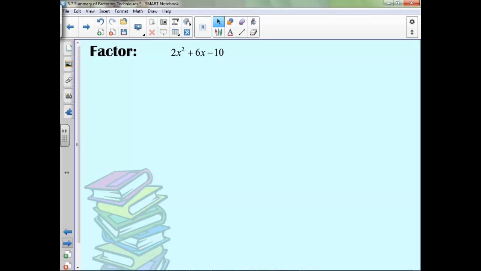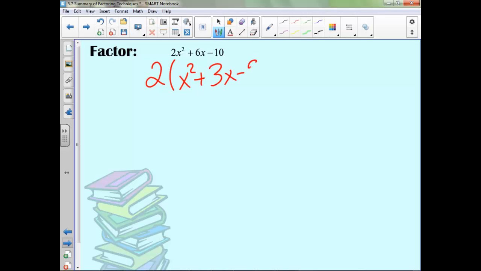So for this first one, notice we have a GCF of 2, which means we can factor it out. And we're left with x squared plus 3x minus 5. And now we want to find two numbers that multiply to negative 5 and add to 3.